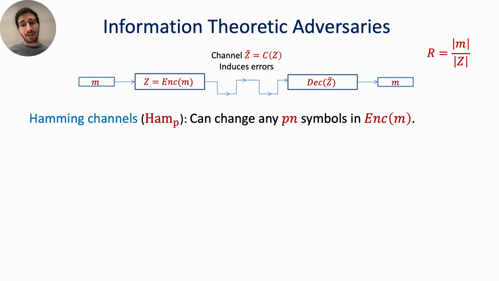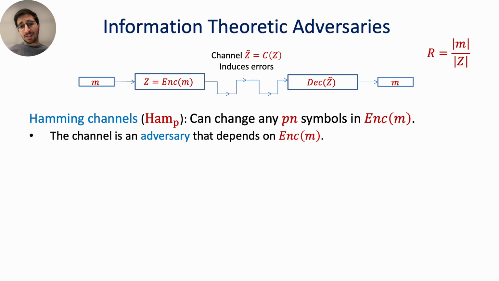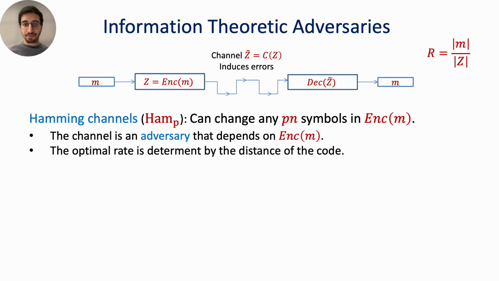Good. Now, usually coding theory is studied in the information theoretic setup. And by this I mean Hamming channels. Hamming channels are channels that can change any pN symbols in the encoding. So the only limitation on the channel is the fraction of symbols that it can change. And this is an adversary in the full sense, right? It looks at the encoding and then decides which kind of error it wants to induce. And of course, the rate of these codes is determined fully by the distance between every two code words, or the minimum distance of the code.